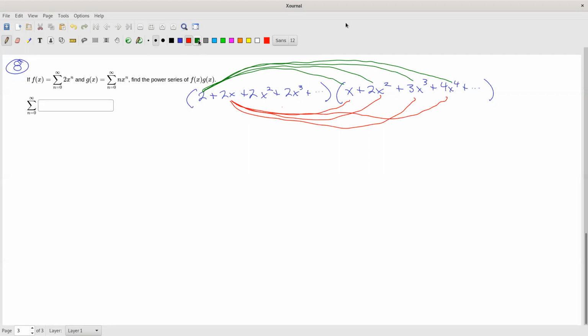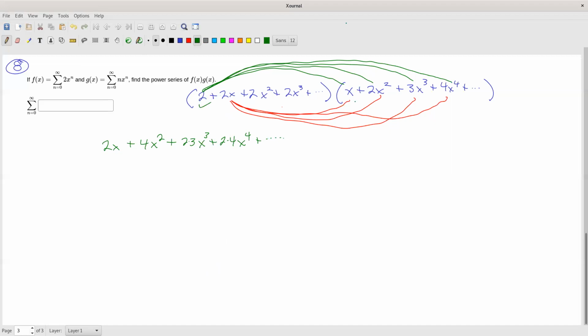Now to do that, I'm just going to stack them. So when I multiply everything in the second one by 2, I'm going to get a 2x plus 2 times 2 or 4x squared plus 2 times 3, I just leave it as 2 times 3, x cubed plus 2 times 4, x to the 4th, and so on down the road. So that's multiplying by 2. So check, that one's done.